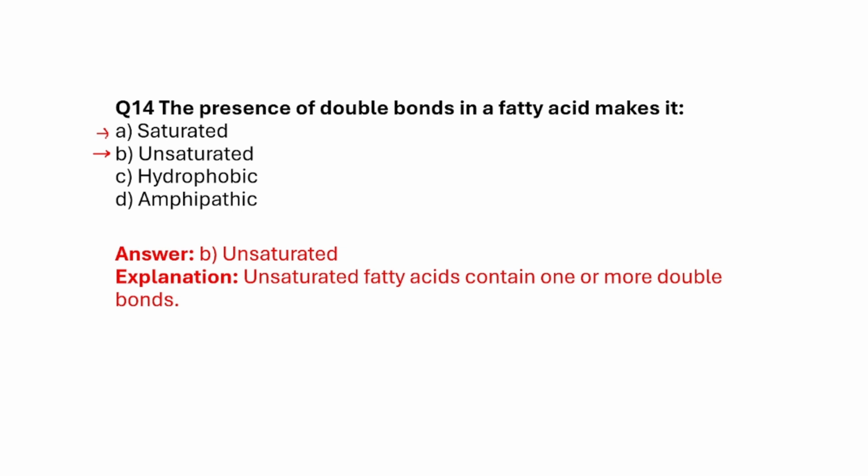Okay, so if all the valence positions are occupied, you will have only the single bonds, and unsaturated means if you have double bonds, those double bonds could be opened and occupied by another group. So the correct answer is unsaturated fatty acids.